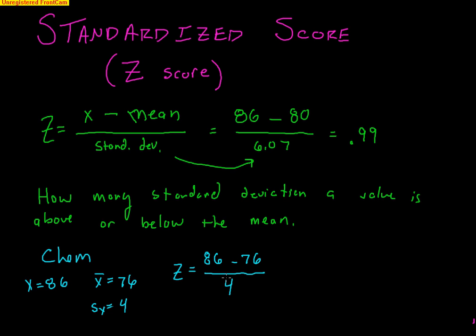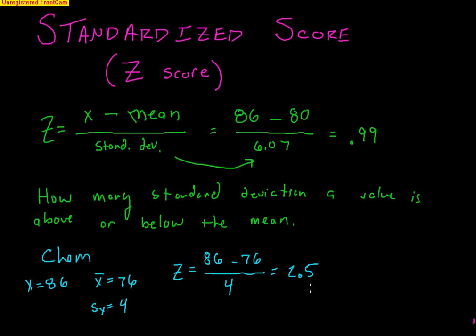So I'm going to go ahead and do this. 86 minus 76 is obviously 10. 10 divided by 4 is 2.5. So in both classes, he got the same score of 86, but in chemistry his score was 2.5 standard deviations above the mean. So he wasn't just the typical 1 standard deviation from the mean. He wasn't even a somewhat typical 2 standard deviations from the mean. He was 2.5 standard deviations from the mean.